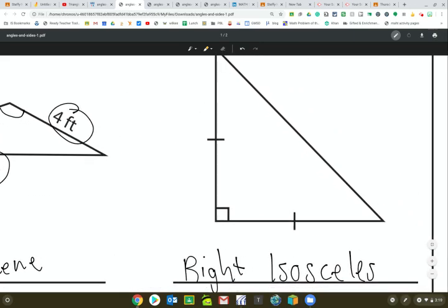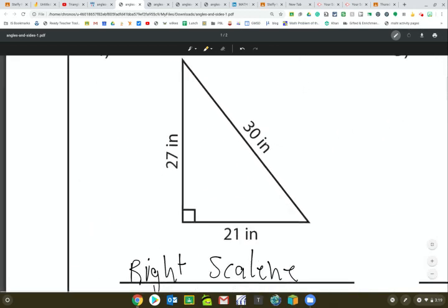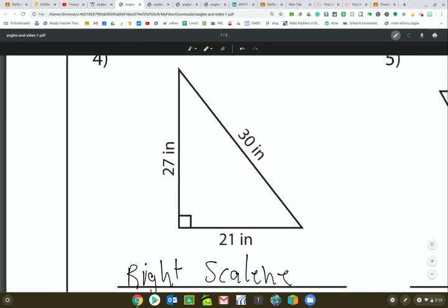Here we have a right isosceles triangle. This little square in the corner is my giveaway that it's a right triangle. And the two congruency lines on either side show me that it is isosceles. If I do not have any, well, actually, I think we'll have one of those right here. Yes, this is an example of a right scalene triangle. Once again, I see it's a right angle because my angle is 90 degrees, with a little square in the corner. It's scalene because all of the sides are different lengths.